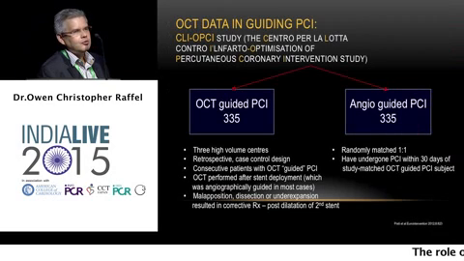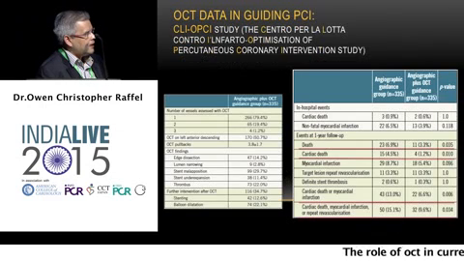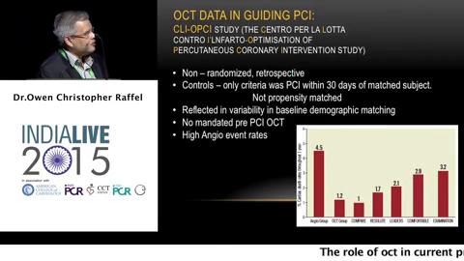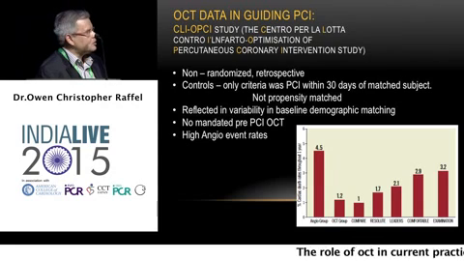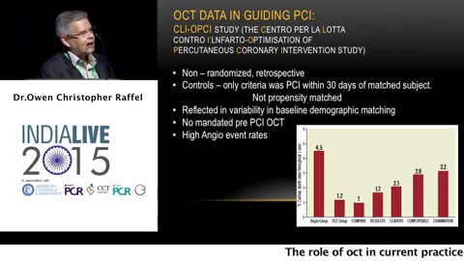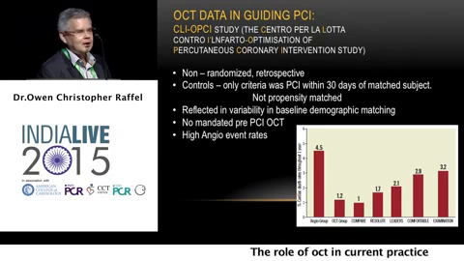One study only from OCT, again from Prati's group, where they looked at OCT-guided PCI versus angio-guided PCI. They were randomly matched and suggested there was some benefit with cardiac death and MACE. But again, it's non-randomized, retrospective, and there are problems with the design of the study which comes out in the results. All of these hypothesis generating, but I don't think anything that should change our practice.